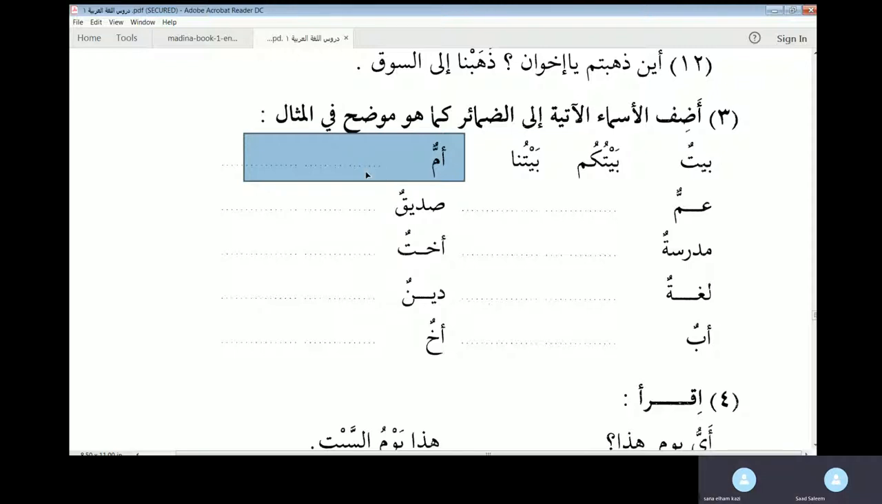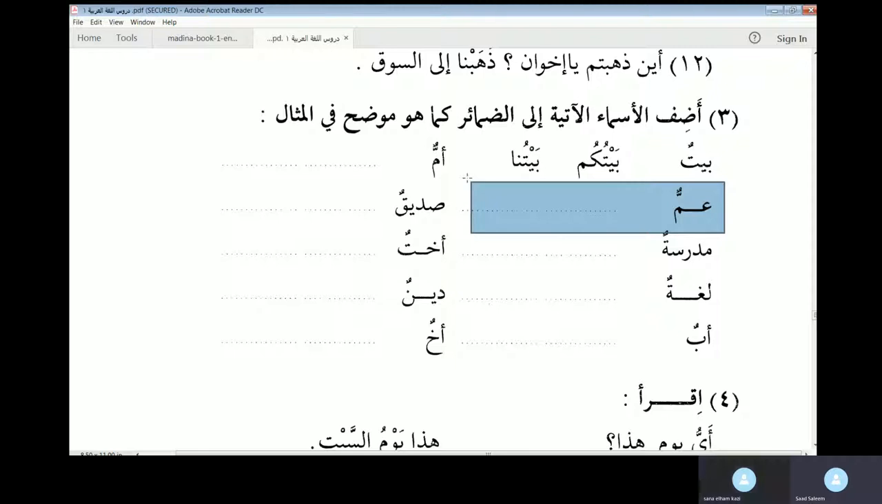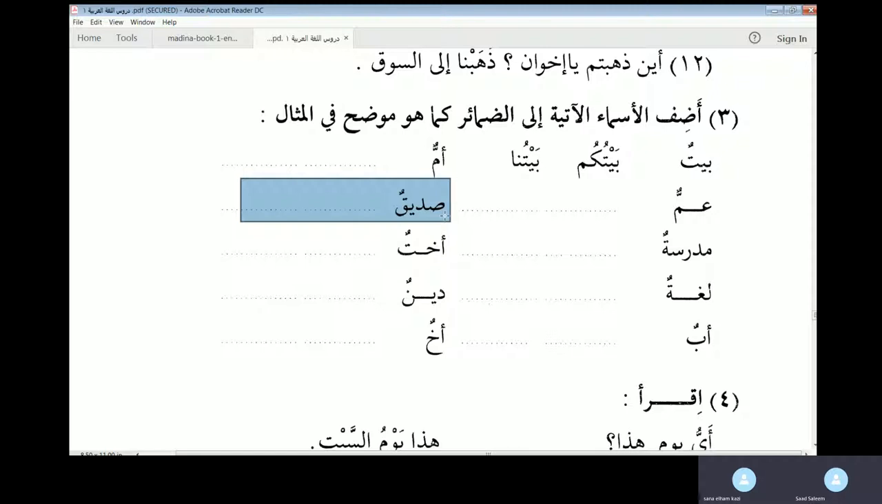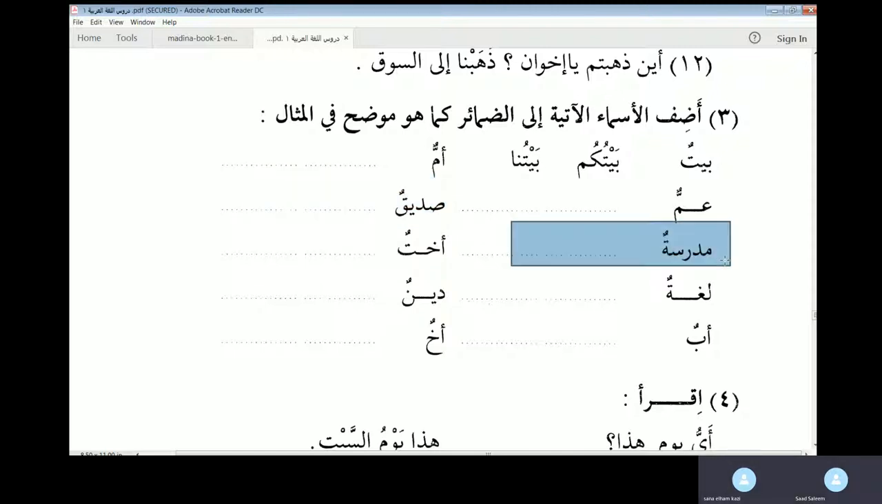Ummukum, Ummuna, our mother. Ummukum is your mother. Ummuna is our mother. Ammun, uncle. Ammuna, Ammukum. Your uncle, our uncle. Sadiqun, Sadiqukum, Sadiquna, a friend. Your friend, our friend. Madrasatun, school. Madrasatukum, Madrasatuna, your school, our school.